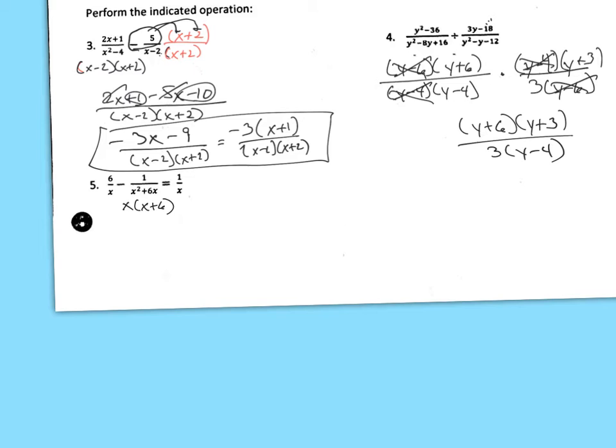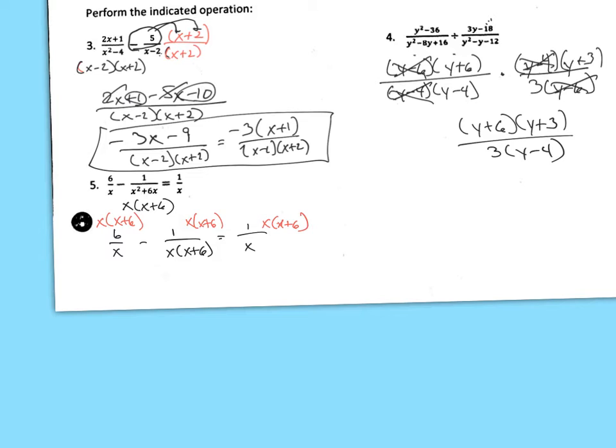So I'm going to go back through and rewrite this so you can see it. I'm going to multiply each and every part by the common denominator. So this gets multiplied by x times x plus 6. This one gets multiplied by x times x plus 6. And you don't have to do this part if you can see it, but I just want to go through this carefully and show you.